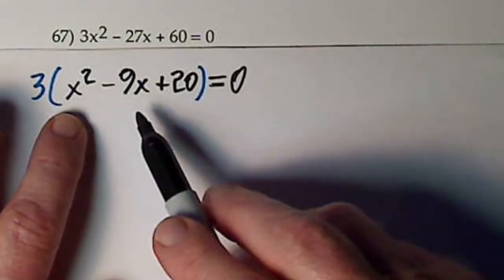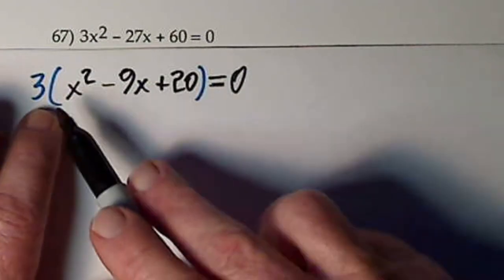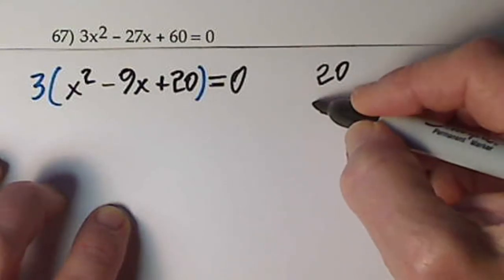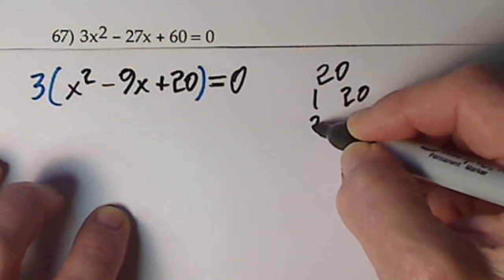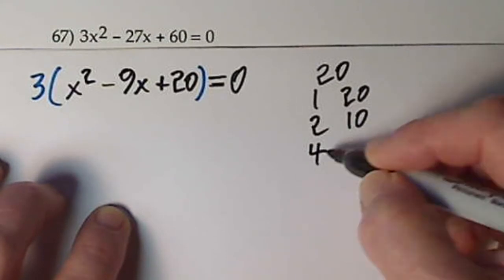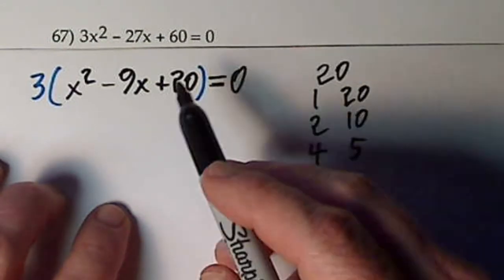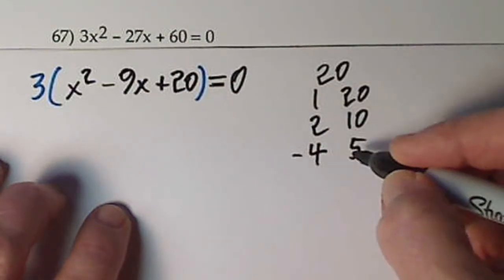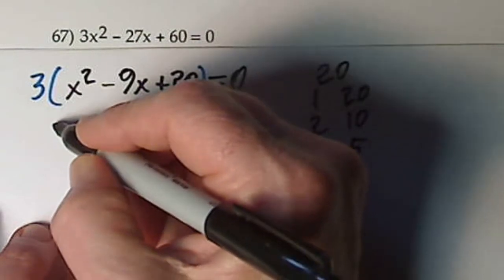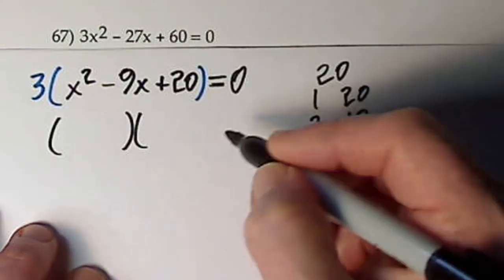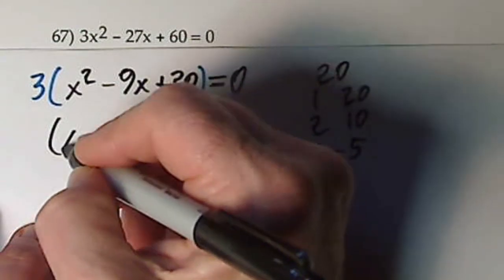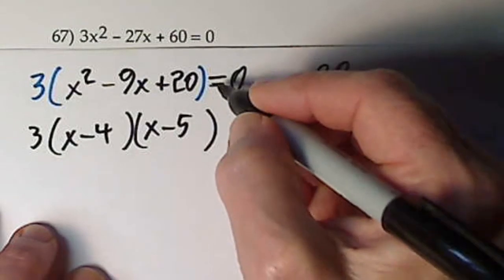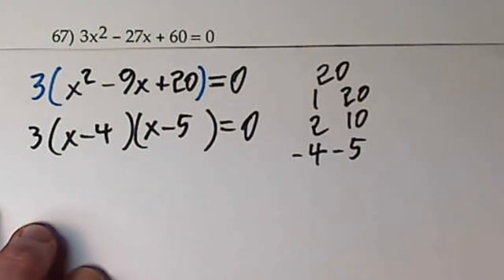And you proceed down your list. 2 terms, no. 3 terms, yes. Nothing in front of x squared. You grab your 20. List all the factors. 1 and 20, 2 and 10, 4 and 5. If that's positive, it's going to be a sum of negative 9. So negative 4, negative 5. So the factored form is x minus 4 and x minus 5. Bring down your 3, and this is still equal to 0.